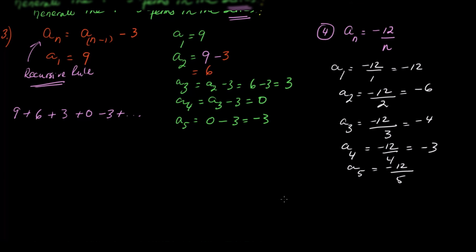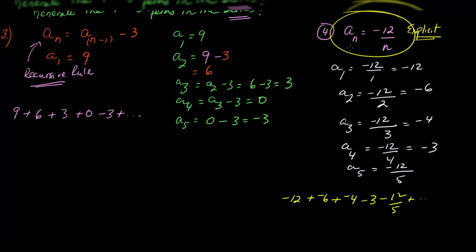So the first term is negative 12, and then plus negative 6, plus negative 4, or you can just write minus 4, minus 3, and then minus 12 over 5, and this would continue to infinity in this manner. So in this example, we were given the explicit rule, which is very powerful, and which gives us any term based on simply the n itself. So we don't have to know the preceding term or the first term to generate this series.